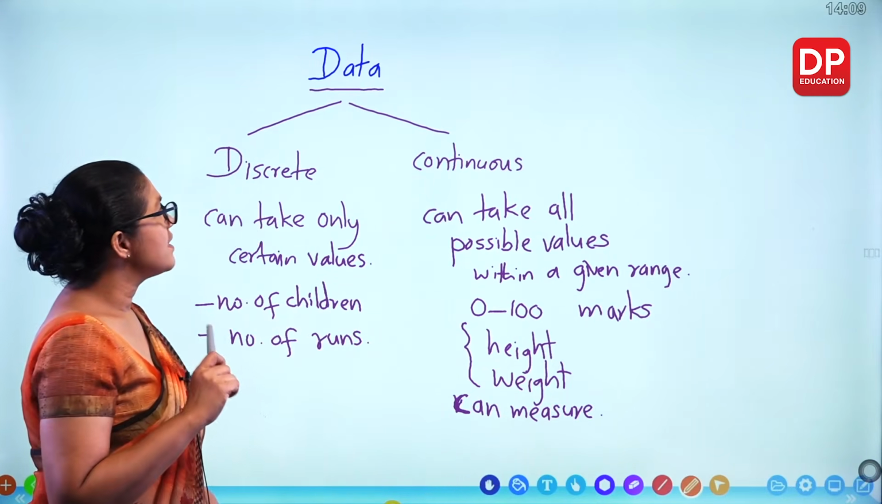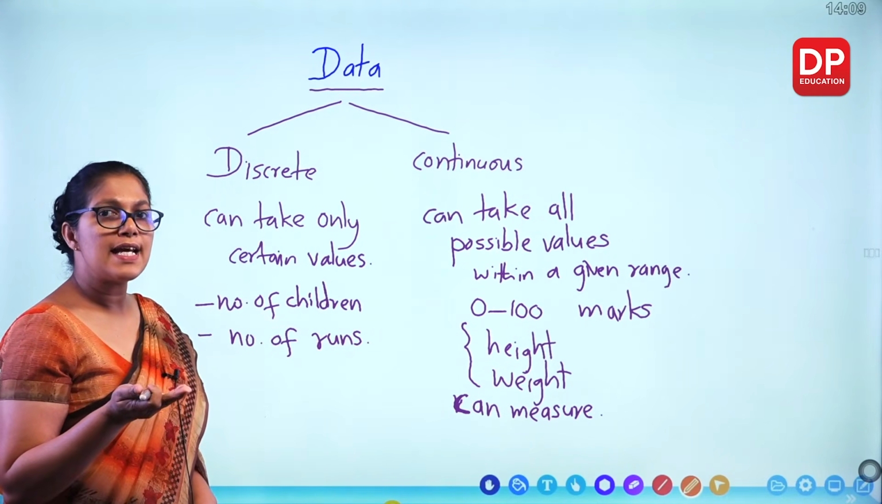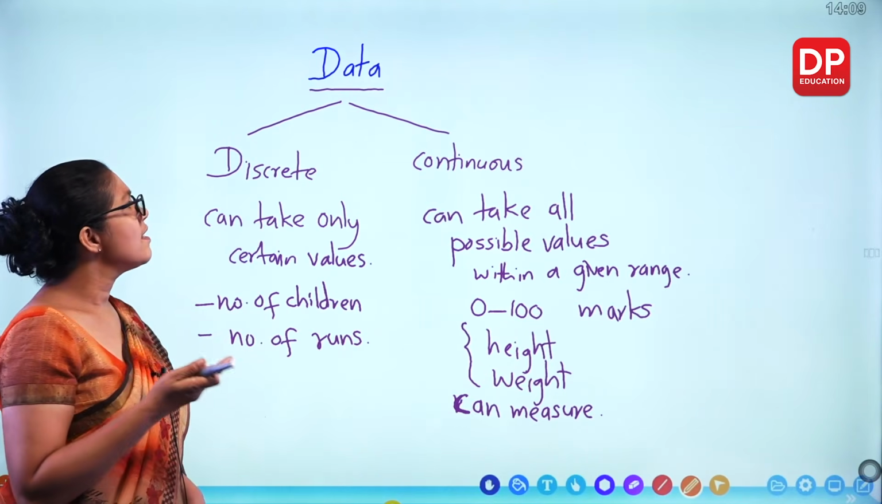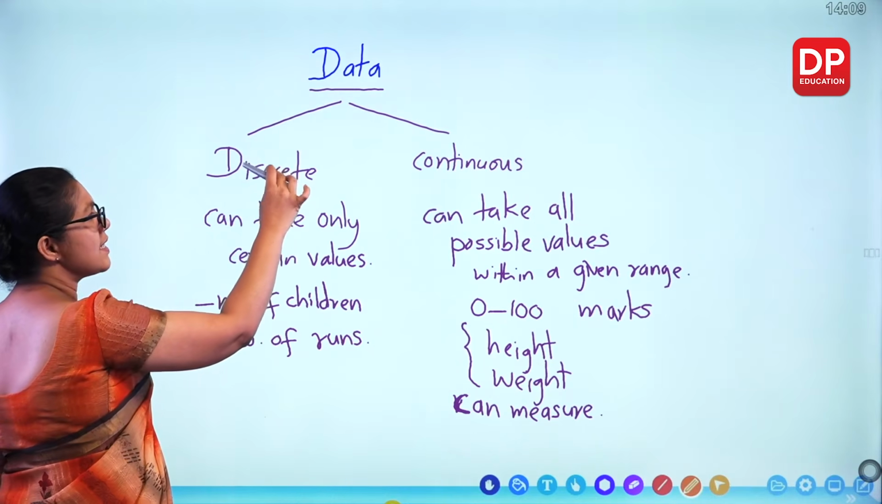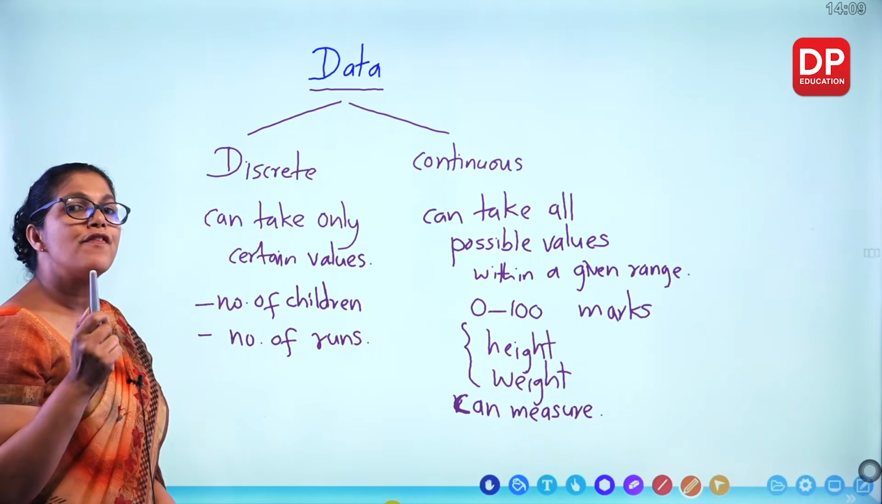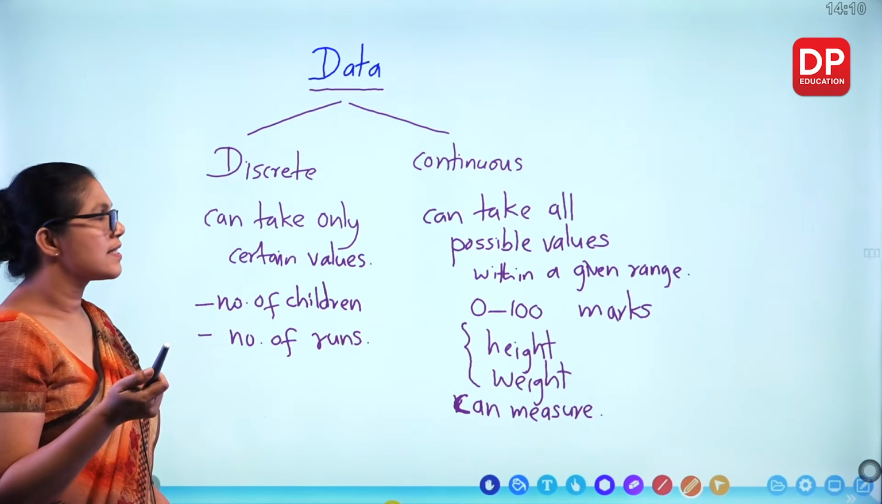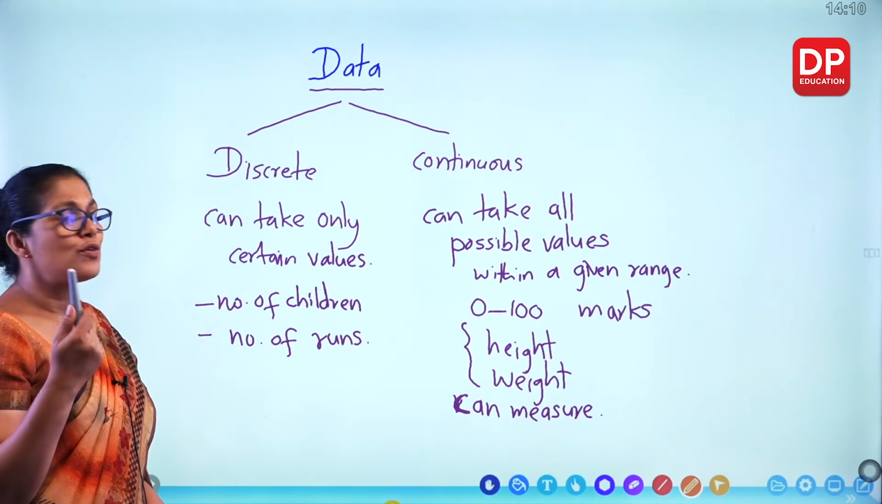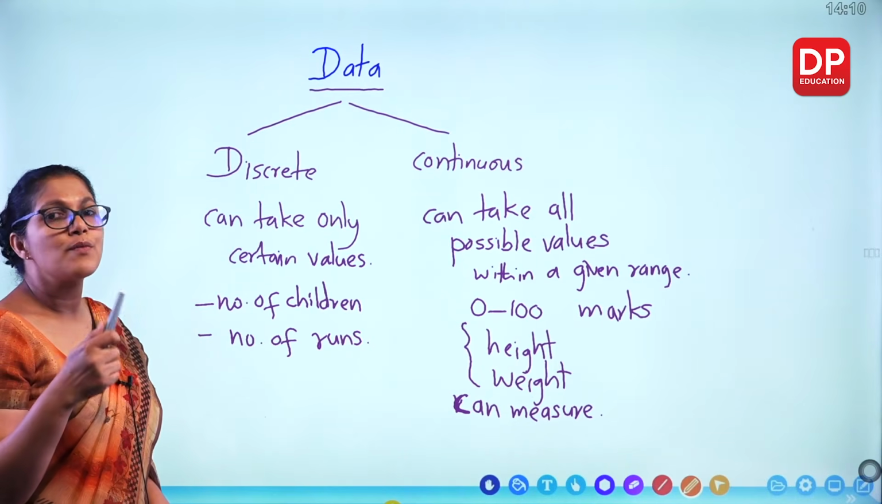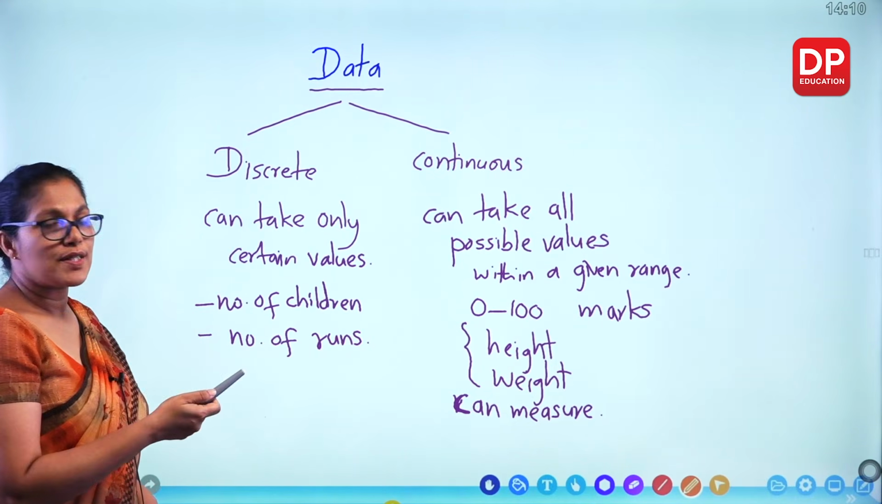So when you get a data set, you need to identify whether it's continuous or discrete. When it is discrete, you can make frequency distributions. If it's continuous, what happens? You have to group the data set. We'll do that afterwards.